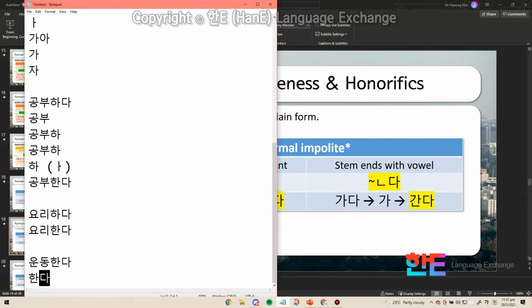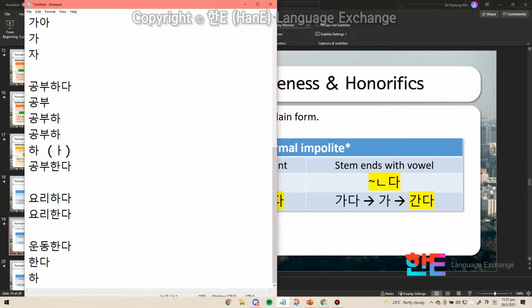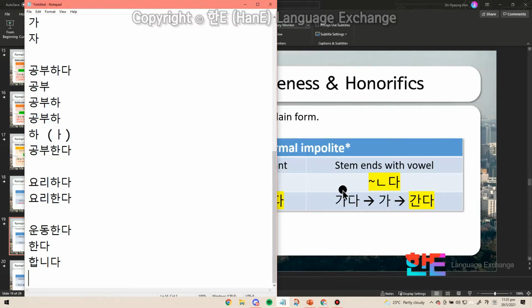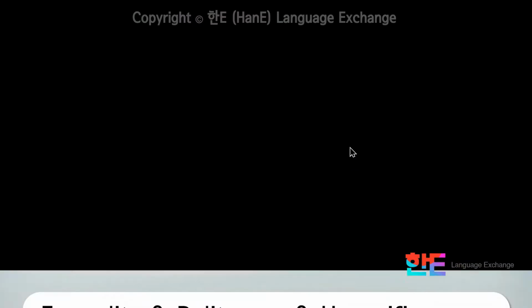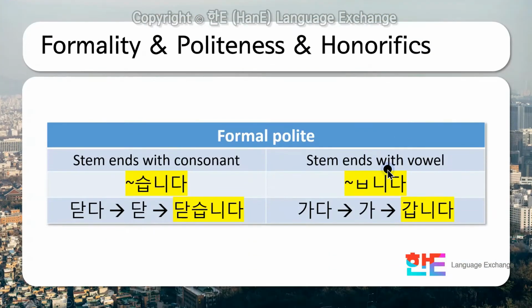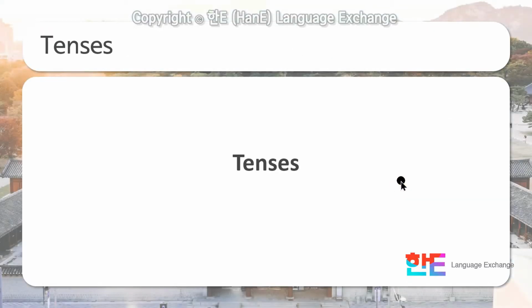Yeah, so 한다. And the other one would be 합니다. Makes sense? We treat it as this case. It's not really an exception. Can I move on? Or anyone else have any questions?